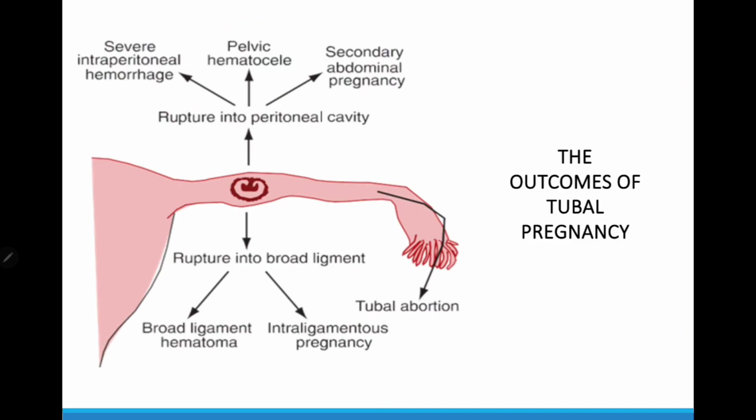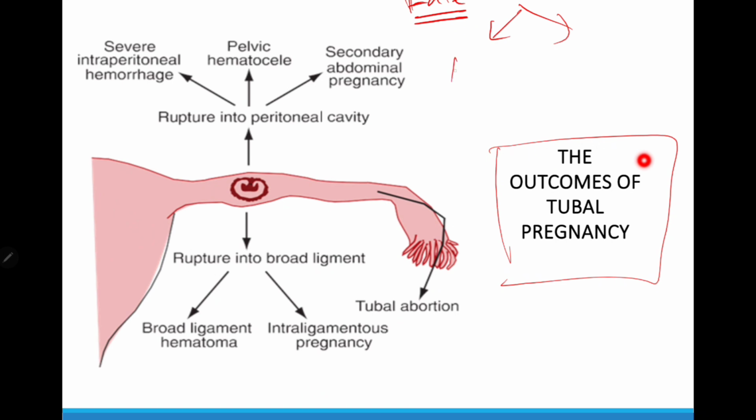Now look at this figure. This figure shows the outcomes of tubal pregnancy. If you look at the outcomes, the fate of tubal pregnancy or ectopic pregnancy is mainly two things. One, it can go on to abortion, and the second, it can go on to rupture. So the two main fates of tubal pregnancy or ectopic pregnancy are abortion and rupture.